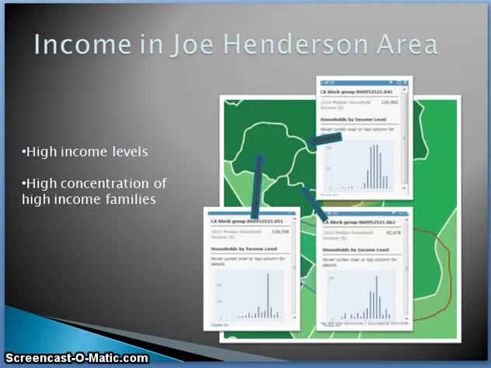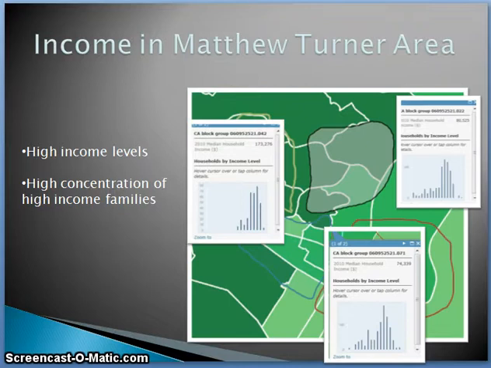The Joe Henderson area also had high income. There's some of the greatest concentration of affluence in this small area just for Henderson. And finally, the Turner area, similarly populated with families of incomes between $75,000 and $175,000 a year or greater.